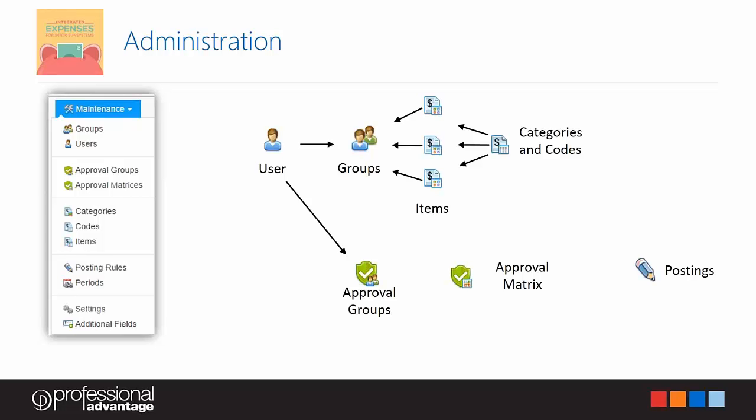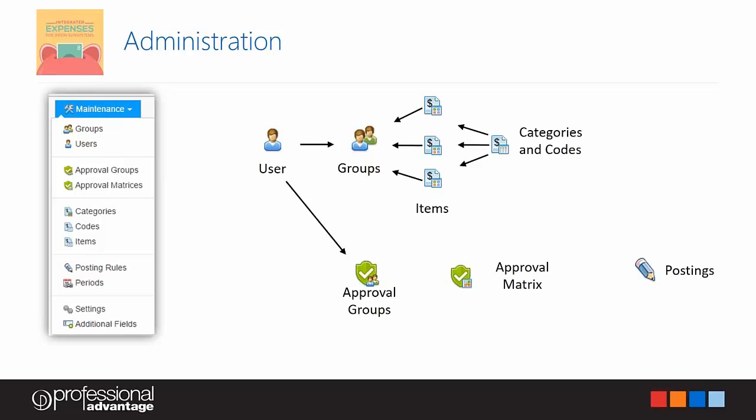line against your approval matrix to determine who the users are in the approval group. There is no way for your users to be able to bypass that approval process. So you can be sure that everything passing through your expense claim is going to the correct approver every time.